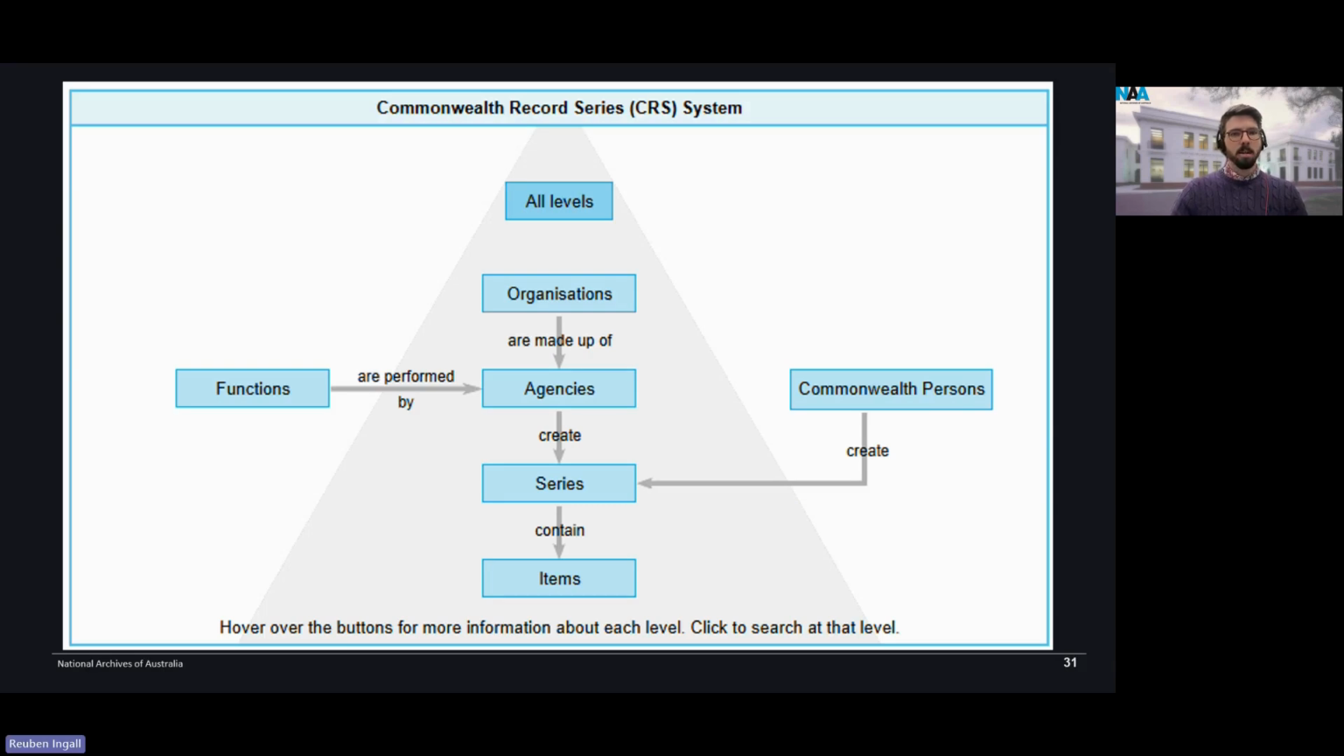Records are arranged in this hierarchical structure using the Commonwealth Records Series system. That's the CRS. So you can see this pyramid here. The primary elements are organisations, which are made up of agencies and persons who create series of records, and each of those records we call an item. To fully understand a record, there might be information about it you need to know. In addition to its title or even its content, you need its context about who created it and when, why, or what other records exist that deal with the same issue or subject.